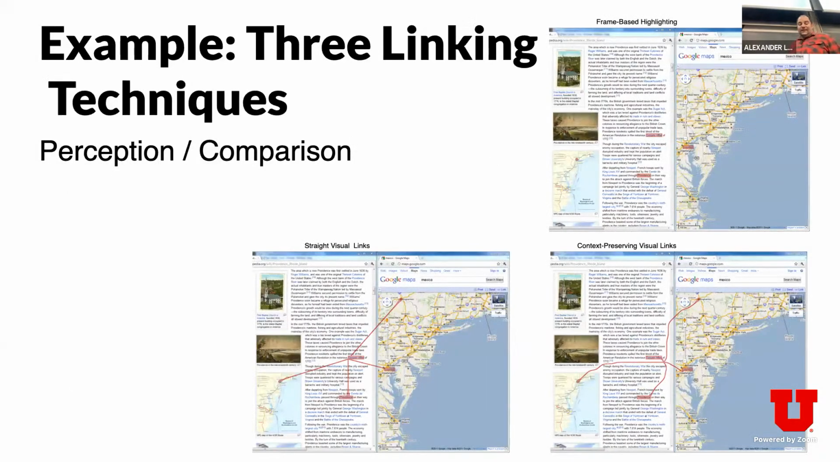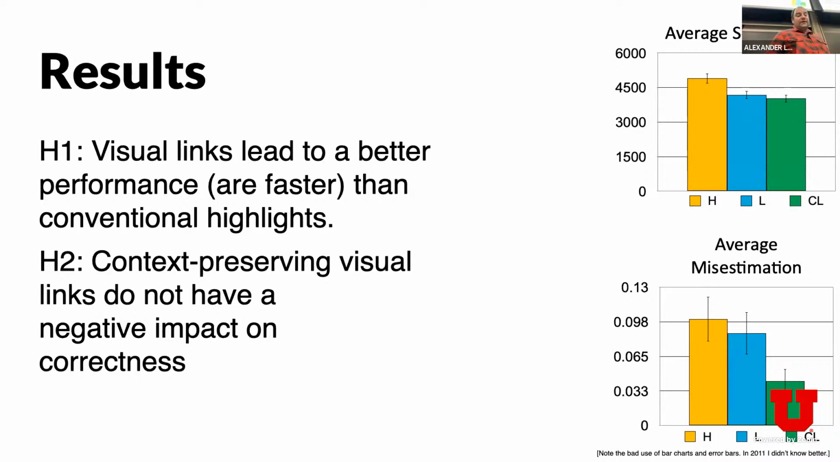Okay, so here's an example. This is a study that we did. I showed this at the beginning when we talked about perception. Here we wanted to study these different highlighting techniques, right? We had these highlights in the text here that are kind of tricky to see sometimes. Then we had these static visual links here, and then we had these fancy routed visual links that didn't include anything. And so we came up with hypotheses here, and the hypotheses were that the visual links lead to a better performance, are faster than conventional highlights. And the context-preserving visual links do not have a negative impact on correctness. And so those were these two hypotheses that we postulated.